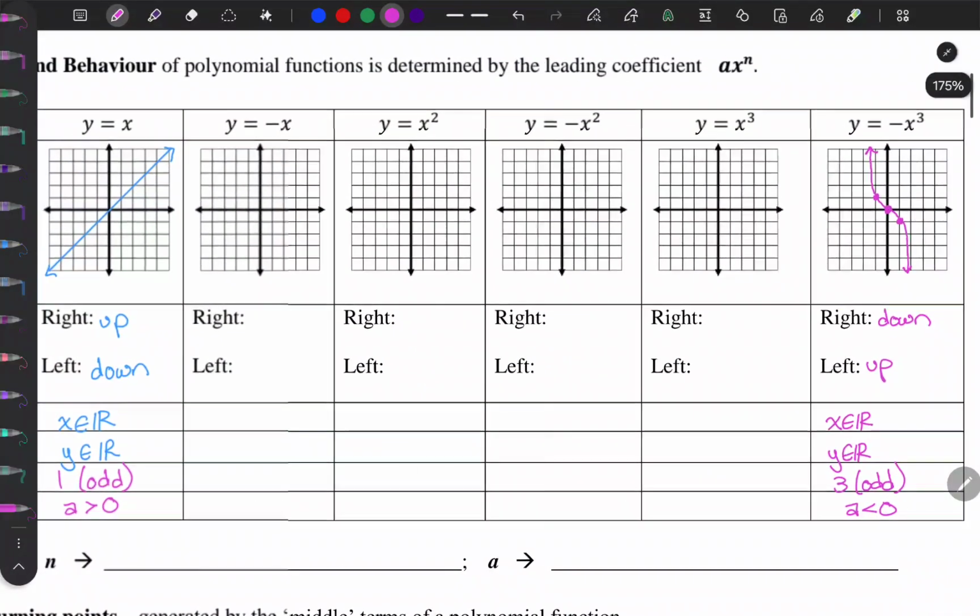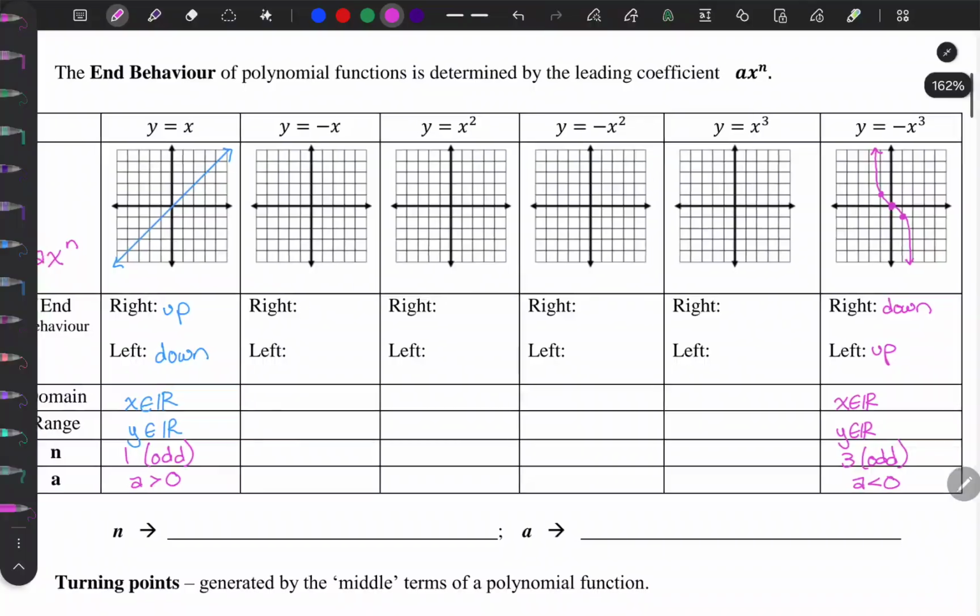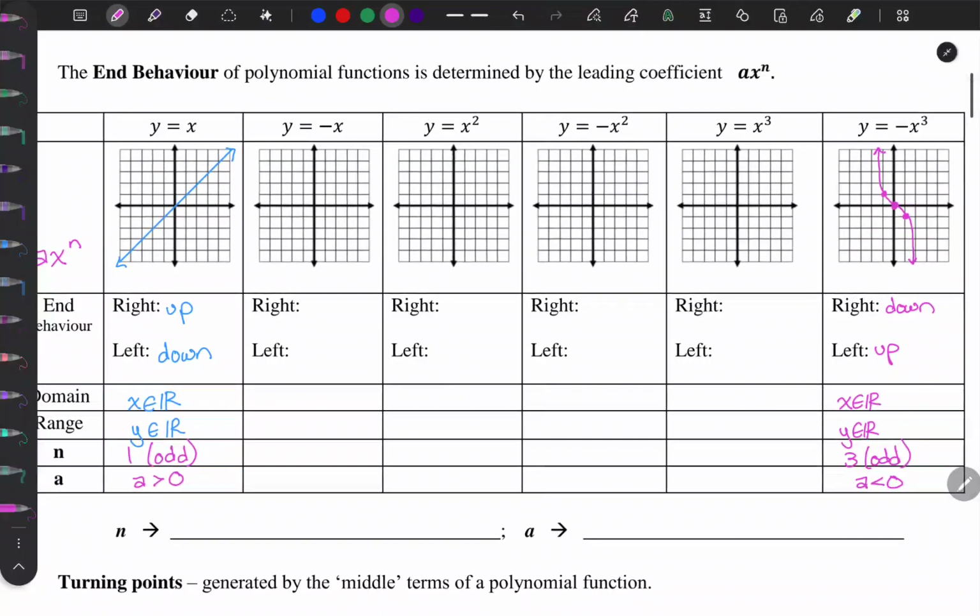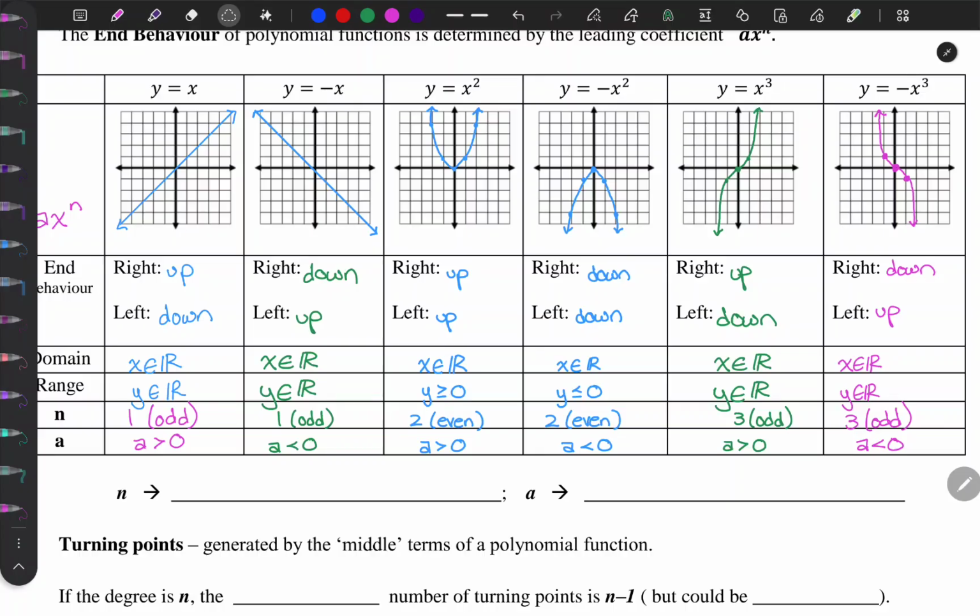Now that we've filled those in, can you take a minute to pause the video and fill in similar information for the other 4 graphs in the middle? When you unpause, I'll have the answers here. There we go. Take a minute to compare your graphs and see if there's anything you need to correct.